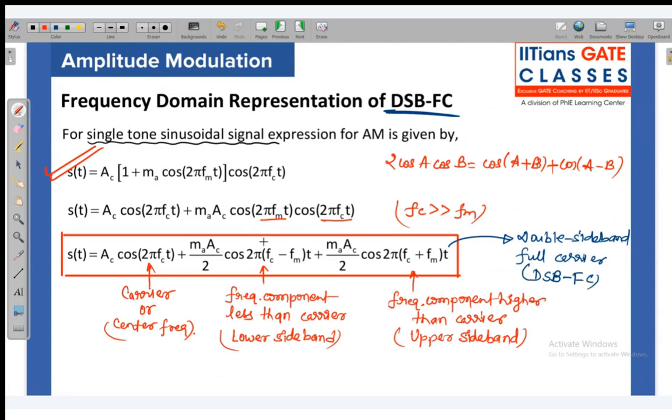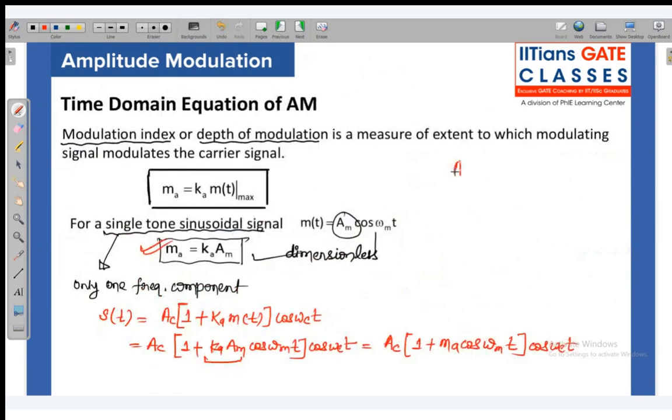Right? Now, just tell me one thing. What is the power of any cosine signal? I think everybody can tell. How do you write the power of any cosine signal? Come on, guys, can you comment? Power of any cosine wave.